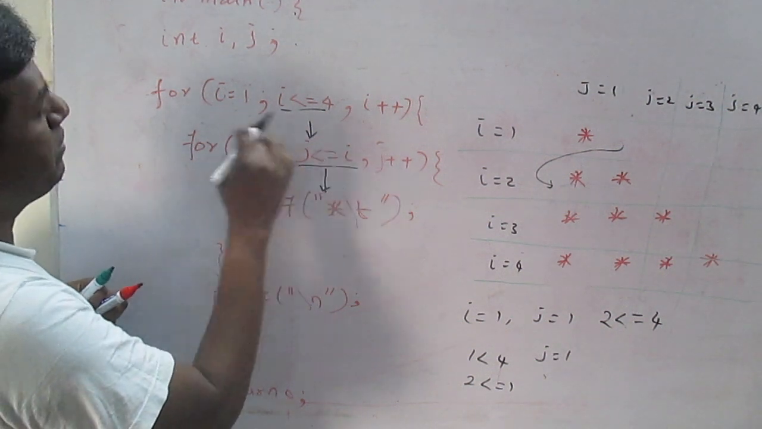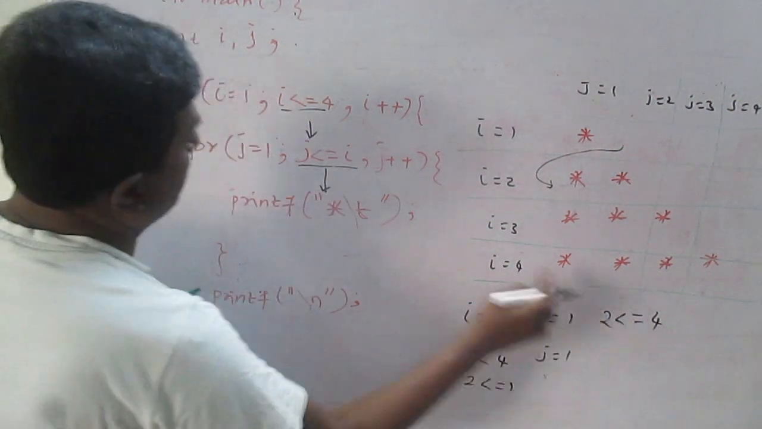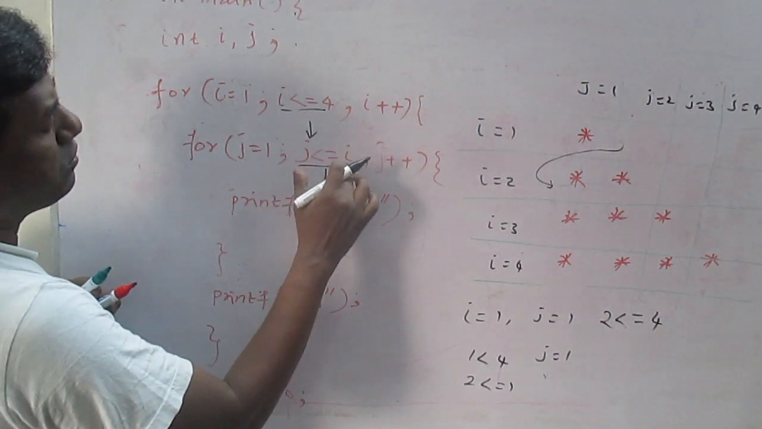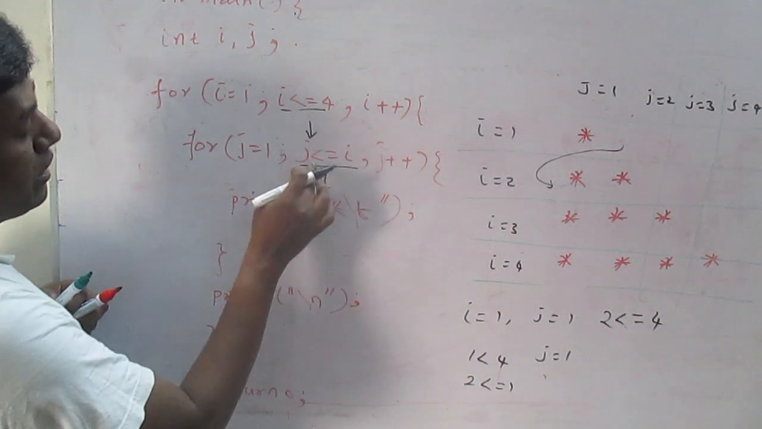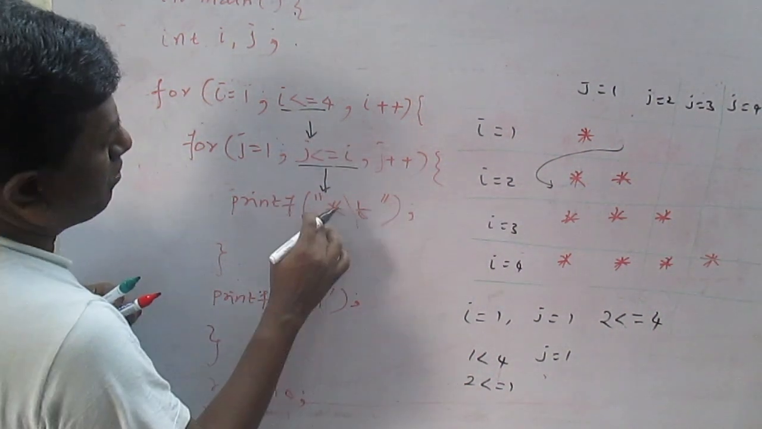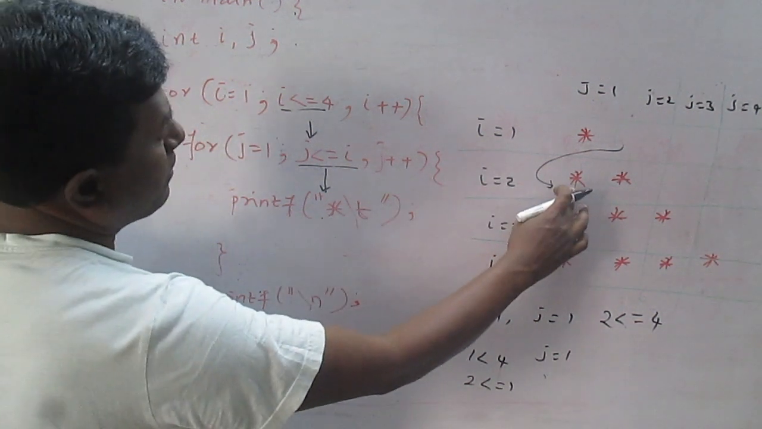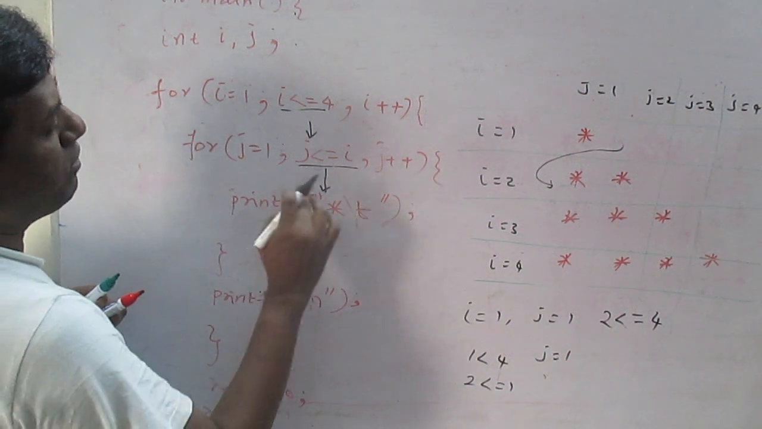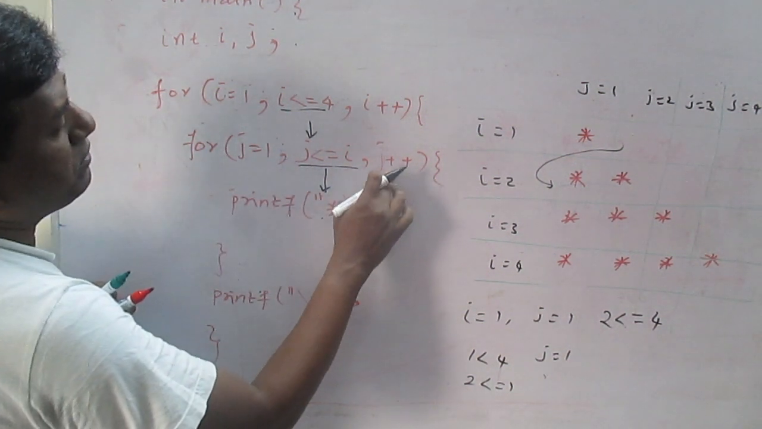But now i is 2, we have to be careful. 1 less than or equal to 2, yes, condition true. Then it will enter this loop, and first 1 star will be printed. Then after printing the star, it will go back and do the increment.